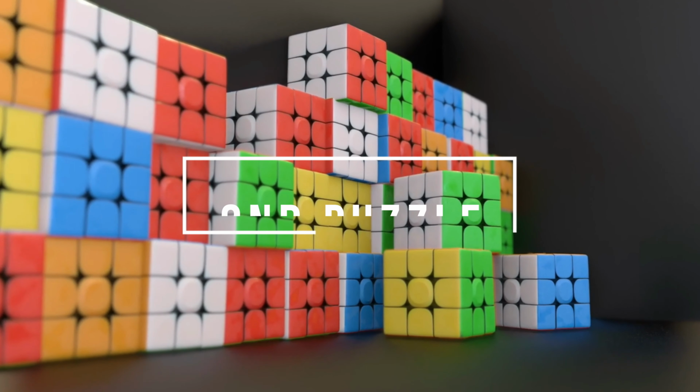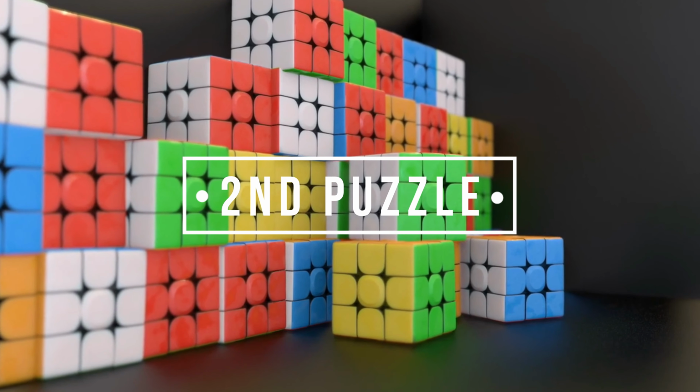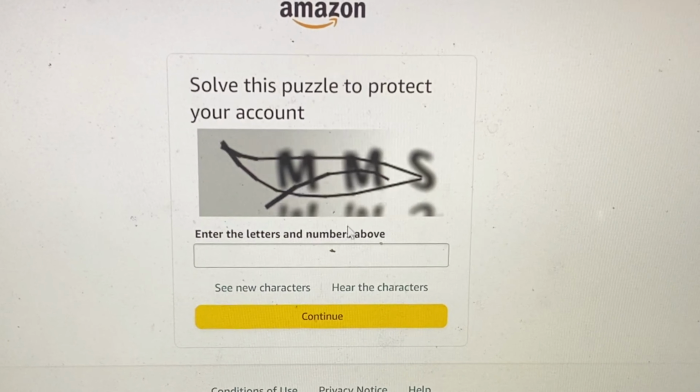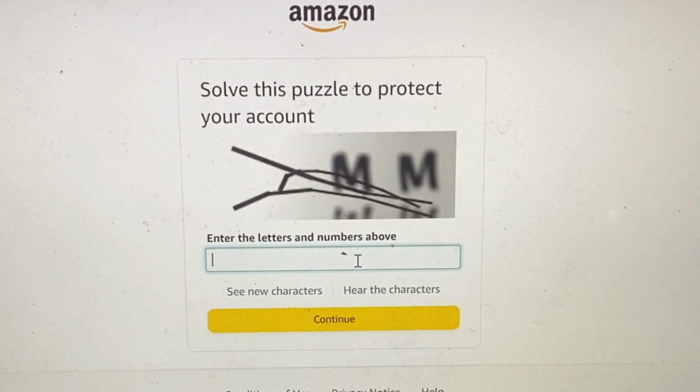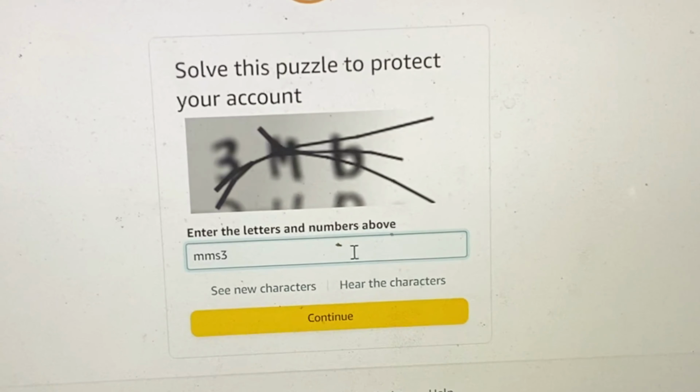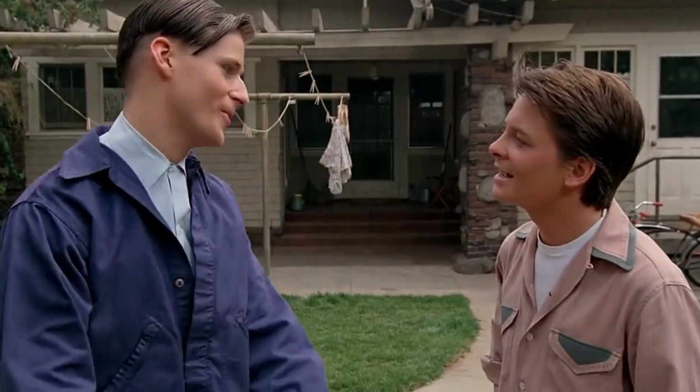The second puzzle is just as easy. All you have to do is just type the letters that pop on the screen as they go. So just type in these letters here. And then you're done. You make it sound so easy.